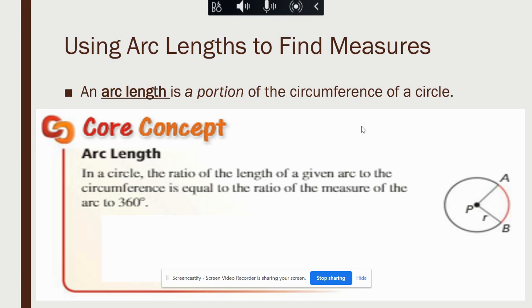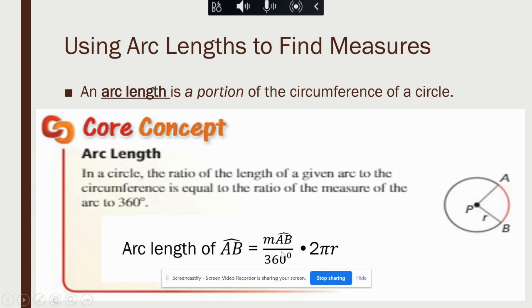All right, so arc length is a portion of the circumference of a circle. It is a ratio: the length of a given arc to the circumference is equal to the ratio of the measure of the arc to 360. In other words, the arc length of AB is equal to the measure of arc AB, which is talking about the degree of this arc.